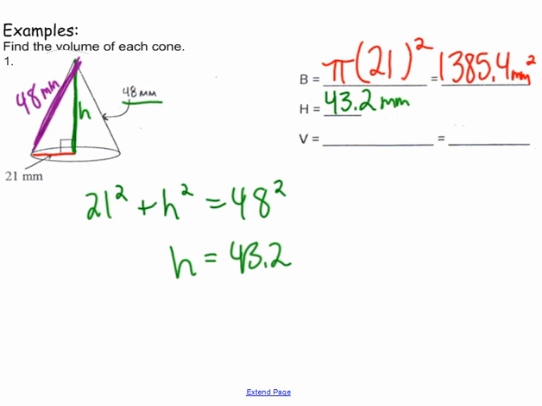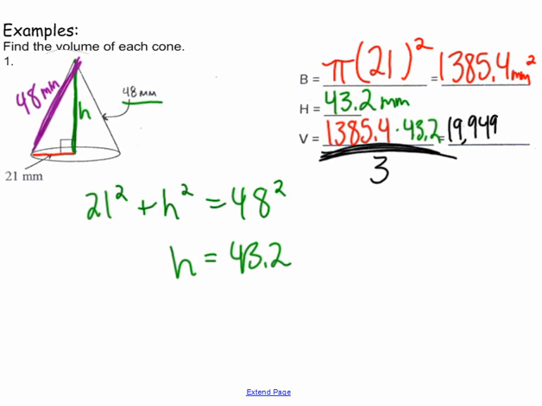So next, to find the volume, I take the area of the base, and then I multiply it by the height, and then I never, ever, ever forget to divide by 3. So I get 19,949.8 millimeters cubed.